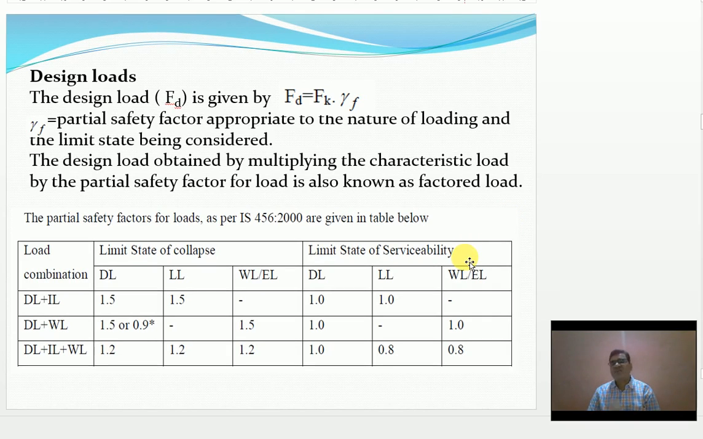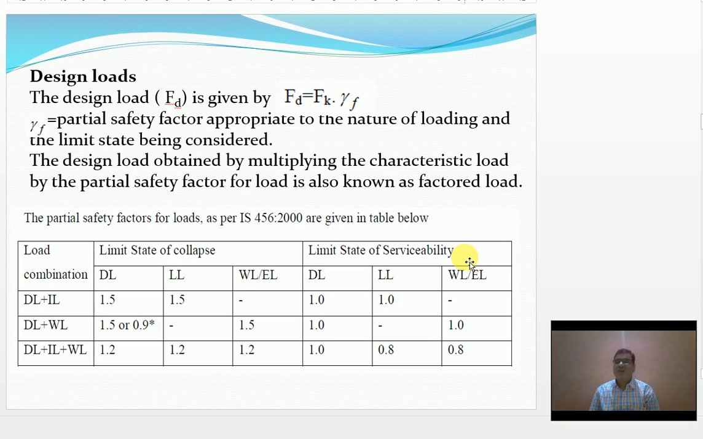Now the second factor of safety is for load. For load, the design load is given by Fd, so we consider the characteristic load multiplied by gamma f. Gamma f is the safety factor for load, and it is the multiplying factor. Earlier we saw gamma m, which was the dividing factor. Now this is the multiplying factor.